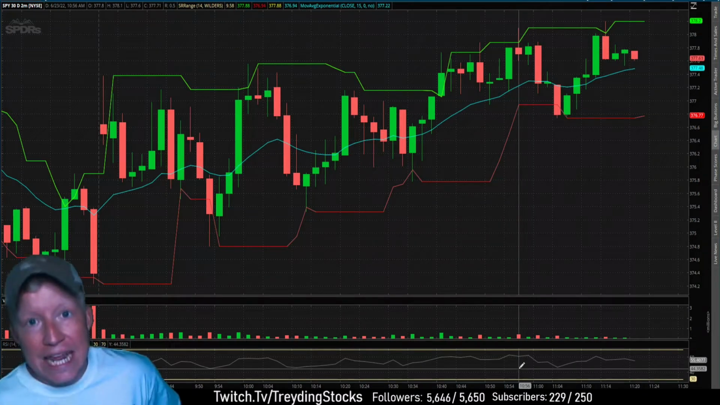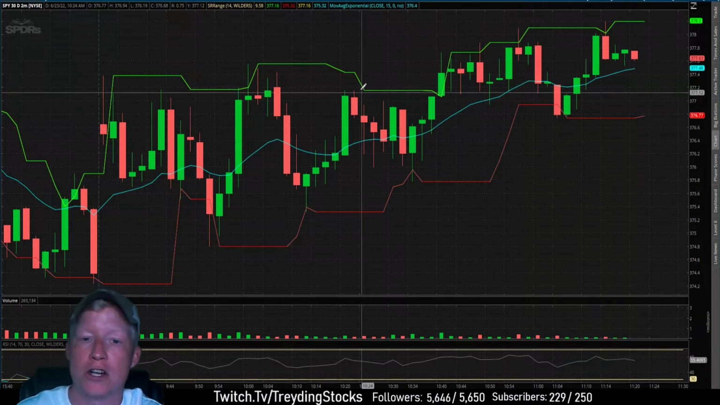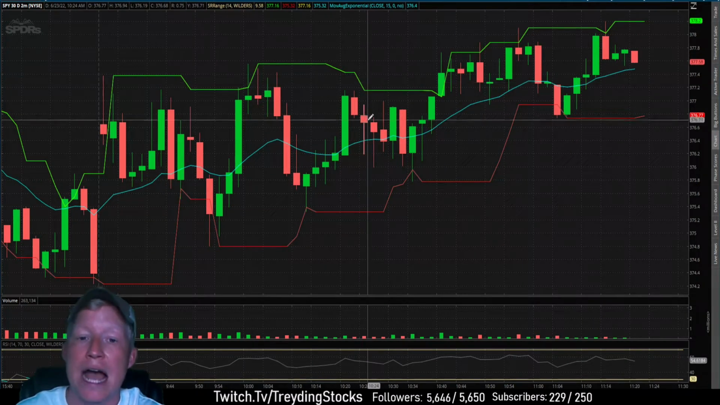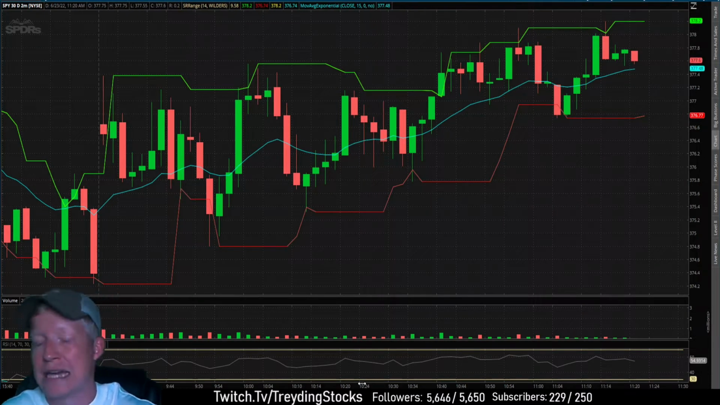So these are all the indicators that I use with my strategy. Let's go over what they are. You've got a green bar, a blue bar, a green line, a blue line, and a red line, and you have RSI down here at the bottom.